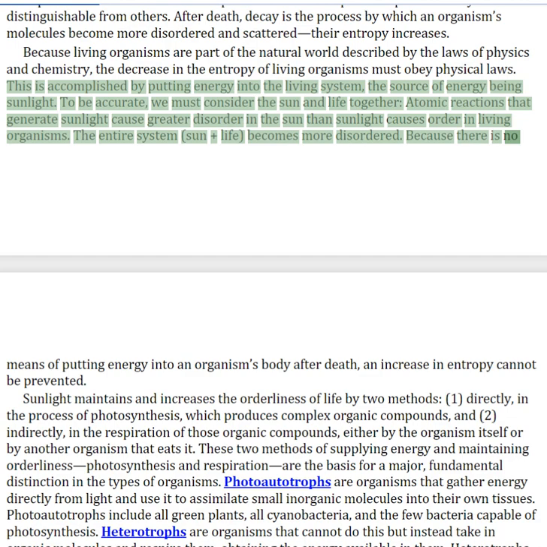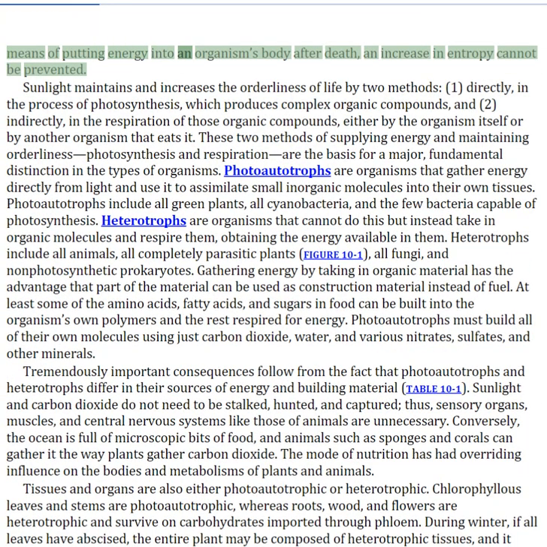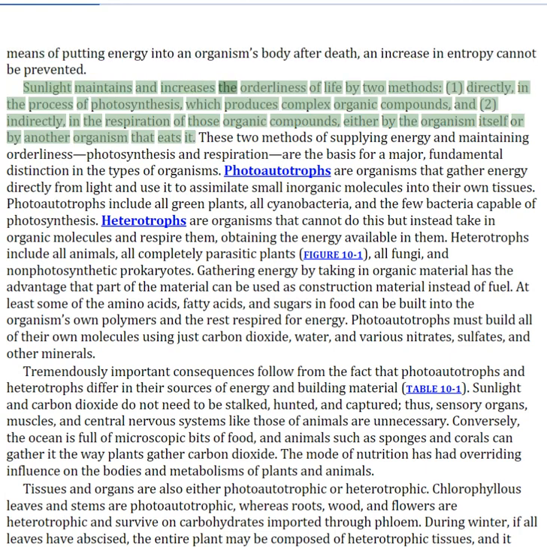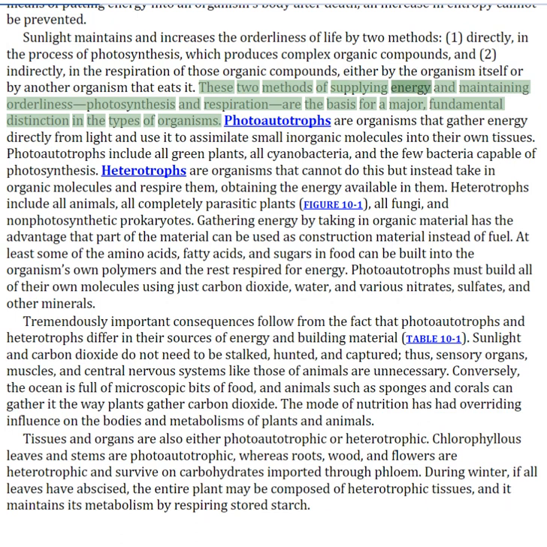Because there is no means of putting energy into an organism's body after death, an increase in entropy cannot be prevented. Sunlight maintains and increases the orderliness of life by two methods: directly, in the process of photosynthesis, which produces complex organic compounds, and indirectly, in the respiration of those organic compounds, either by the organism itself or by another organism that eats it. These two methods of supplying energy and maintaining orderliness, photosynthesis and respiration, are the basis for a major, fundamental distinction in the types of organisms.